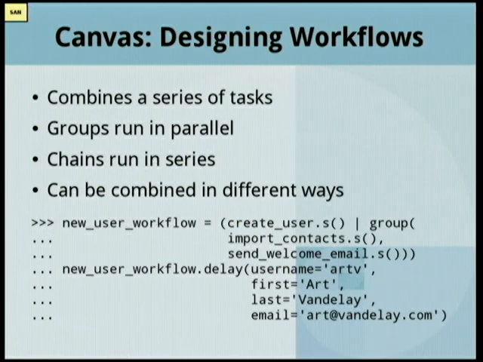This example here is from the Celery docs. It basically demonstrates that after creating a new user, in the new user workflow, the pipe here is actually going to create a chain, and it pipes that into a group, which runs in parallel, importing the contacts and sending a welcome email. And then again, we're going to run that workflow given a set of input.